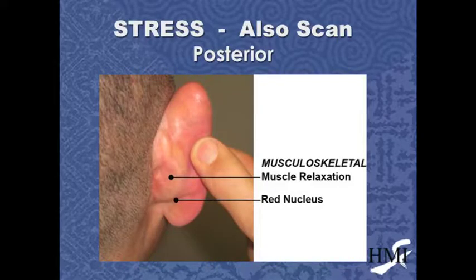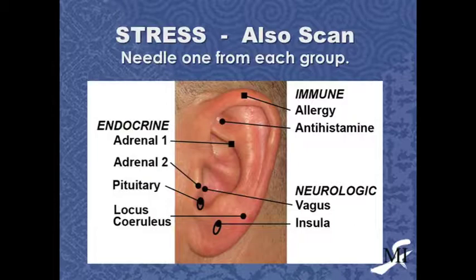With DRESS, the also scan has a collection of points that are academically indicated, that are research indicated, following the algorithm MINE, M-I-N-E. We've got musculoskeletal, that's on the back, muscle relaxation, and red nucleus. We have immune. There are 2 points with the immune, allergy and antihistamine. N, we have vagus and insula, you know those. And under endocrine, we have adrenal 1, adrenal 2, pituitary, and locus ceruleus.